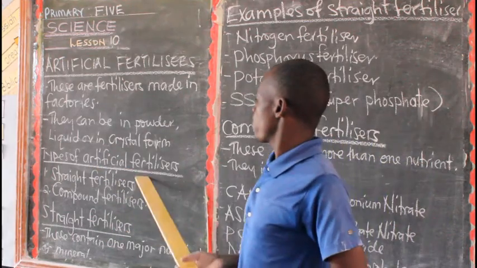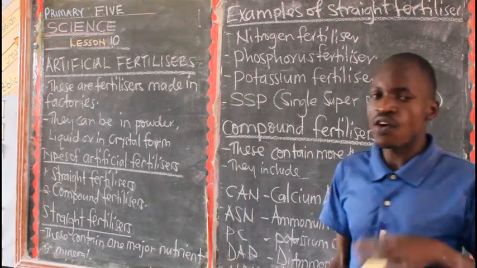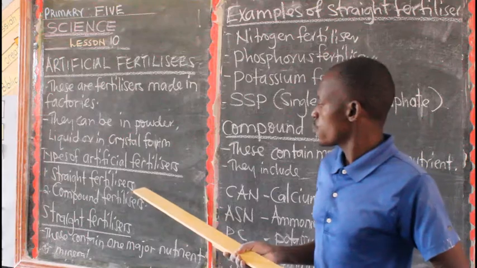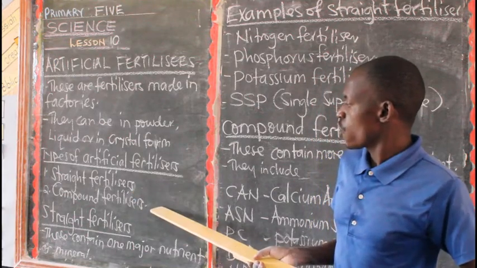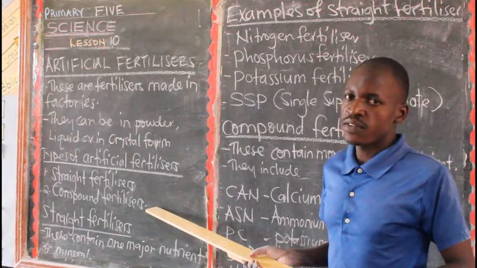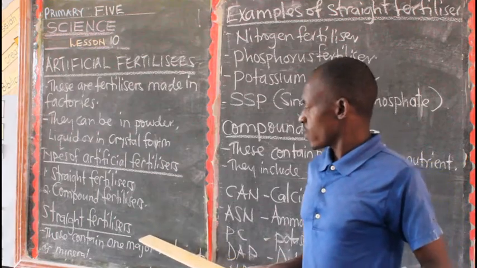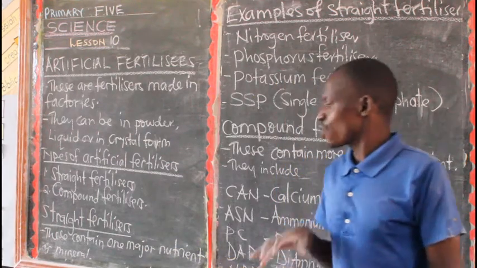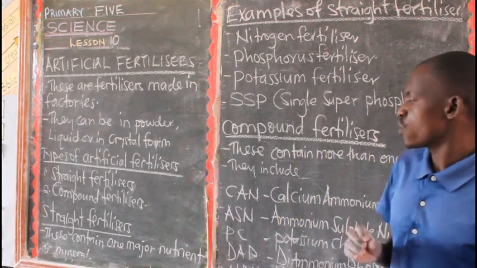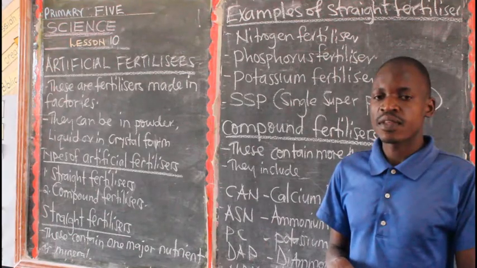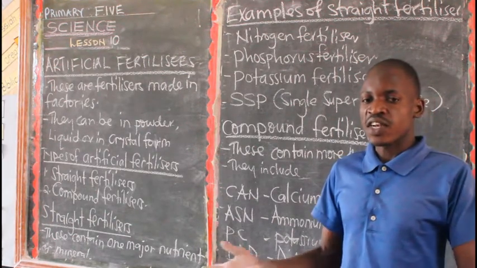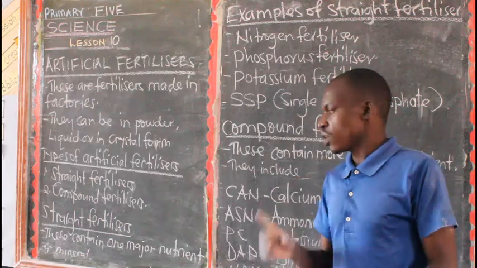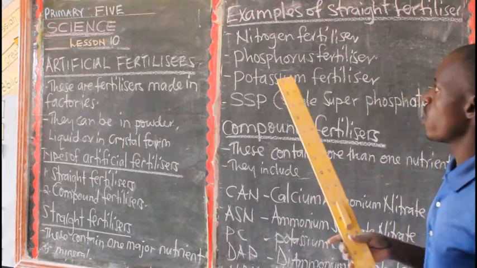Then we have types of artificial fertilizers. There are only two. We have what we call straight fertilizers and compound fertilizers. Straight fertilizers are fertilizers that contain only one major nutrient or mineral salt. It's a fertilizer that contains only one nutrient that the plant may require.